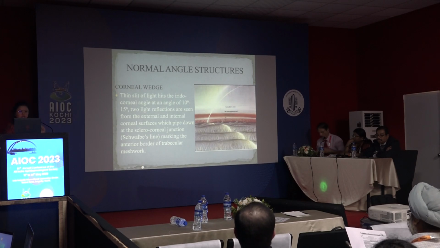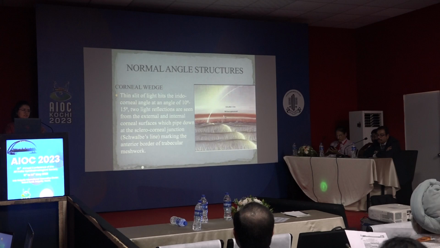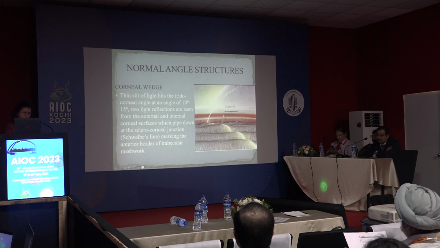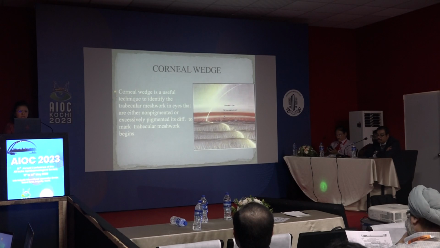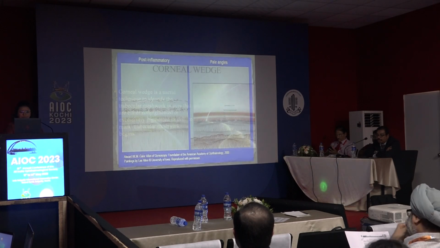The corneoscleral junction marks Schwalbe's line, which is the anterior border of the trabecular meshwork, which is non-pigmented. So we don't see that part. We usually can see the pigmented part of the trabecular meshwork. This landmark is very important. Following this landmark, we differentiate whether the angle is open or closed. So the corneal wedge is a useful technique to identify the trabecular meshwork.